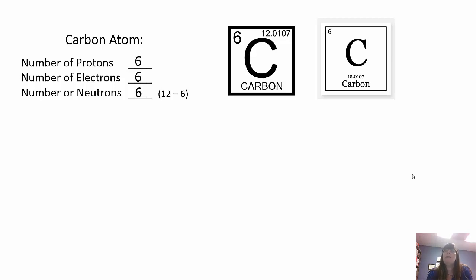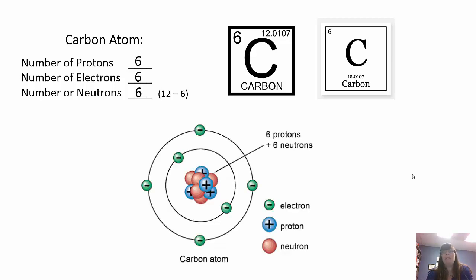And they're not always going to be the same. Most of the ones that we work with will be the same, but they won't always be the same, just so you know. So there's a picture showing you the 6 protons and neutrons in the nucleus. And then the first orbital shell is filled with 2, and the second one only has 4, so a total of 6 electrons. Now, since the outer shell has 4 electrons in it, how many do we want it to have? Hopefully you said 8. So that means that carbon combined with 4 other elements.